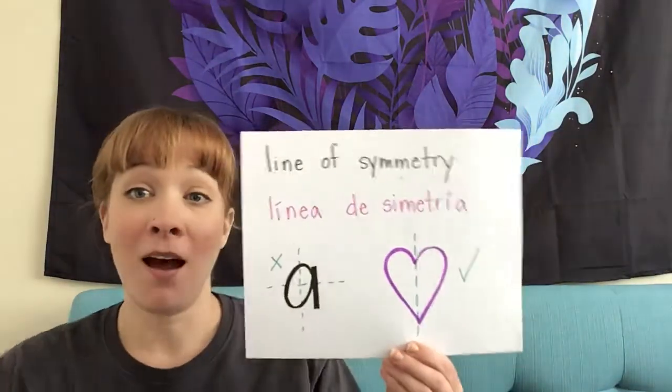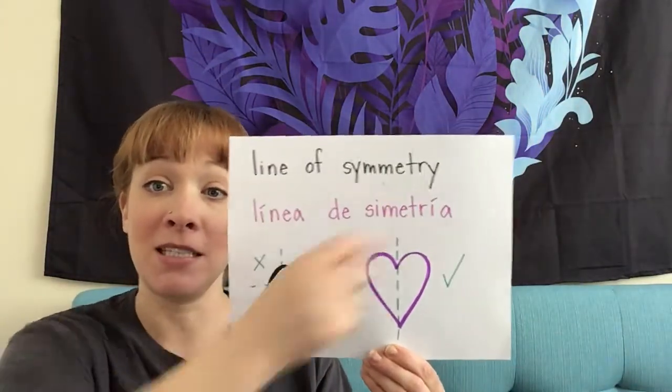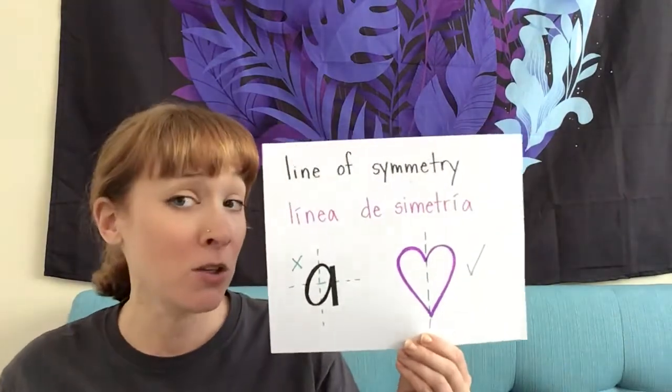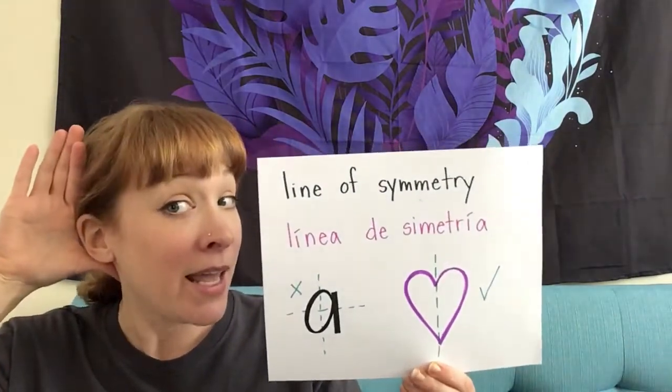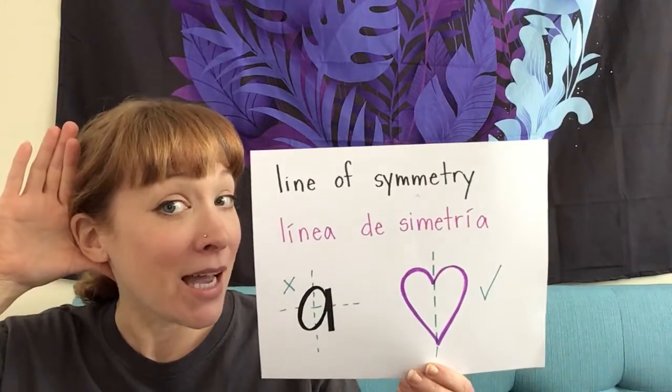All right, guys. So, in review, what did we learn about today? A line of symmetry. ¿Cómo se dice en español? Línea de simetría. Okay? Let's practice by finding things at home. Let's see what is the same on both sides.